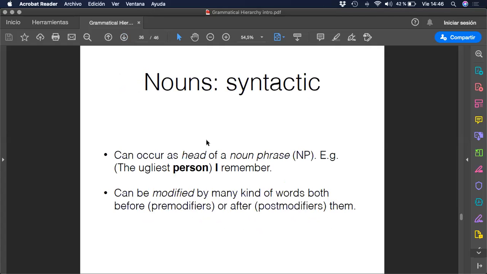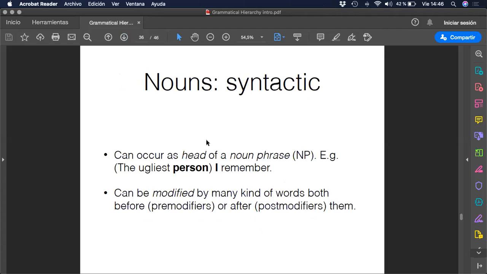Nouns, syntactic. Nouns can occur as head of a noun phrase. For example, the ugliest person I remember. In that respect, I will have to tell you now the idea of phrase. Okay, so please be very careful and pay attention to what I'm going to say.